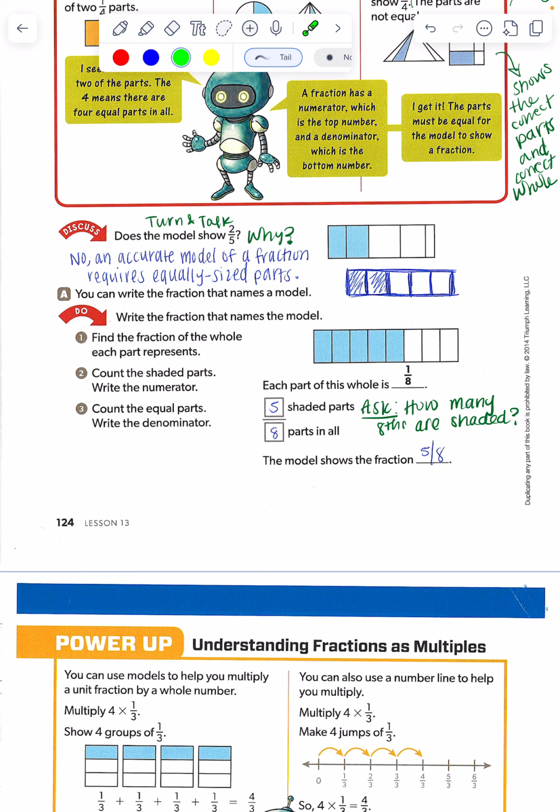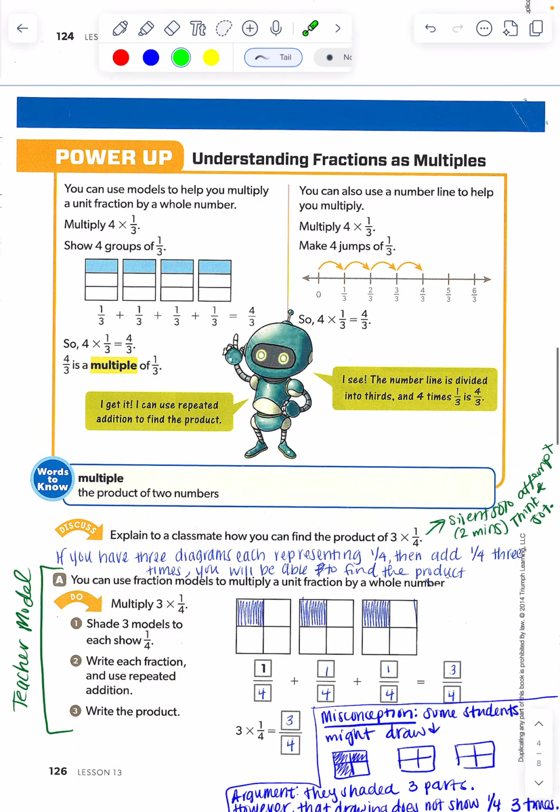And then you are going to jump into writing fractions and their names. So each of these, this is a fraction that is broken up into 8 parts. So the unit that you are working with is eighths. 5 of them are shaded. So this fraction model represents 5/8.